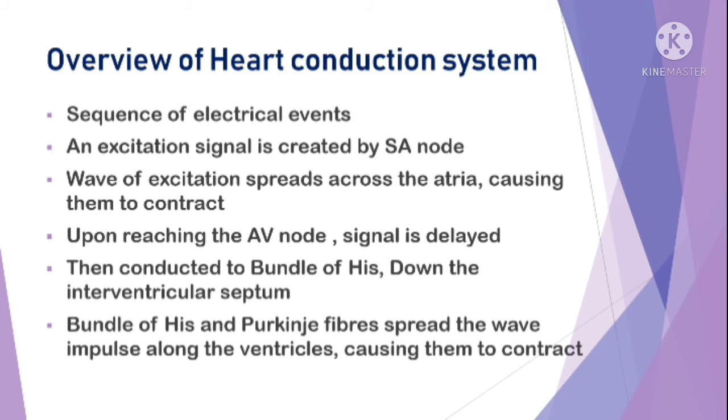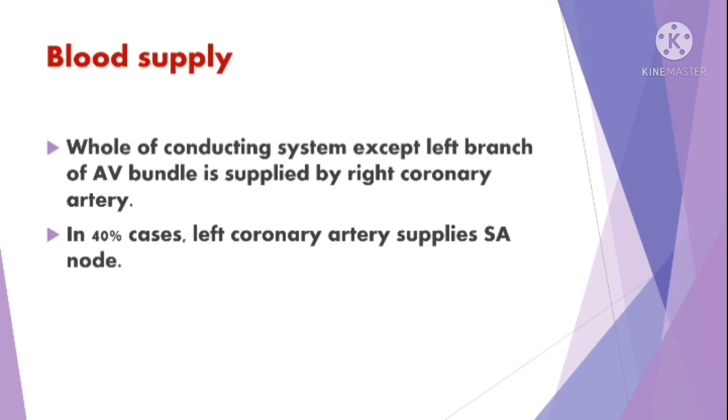Now the blood supply of the conducting system of the heart. The whole system, except the left branch of the AV bundle, is supplied by the right coronary artery. In 40% of cases, the left coronary artery also supplies the SA node.